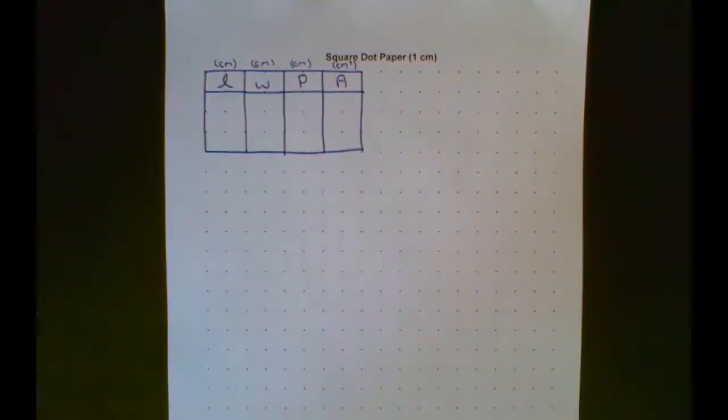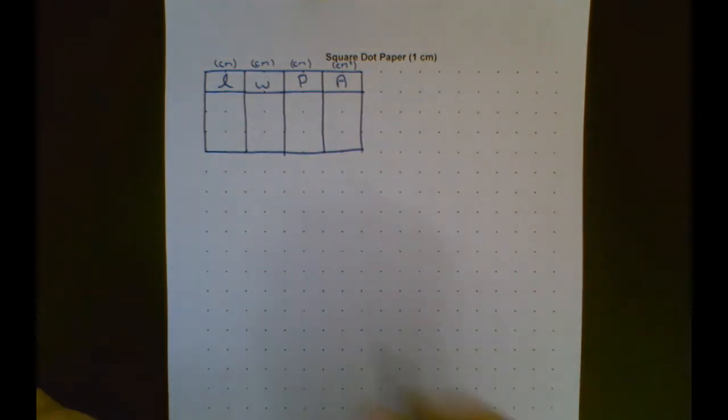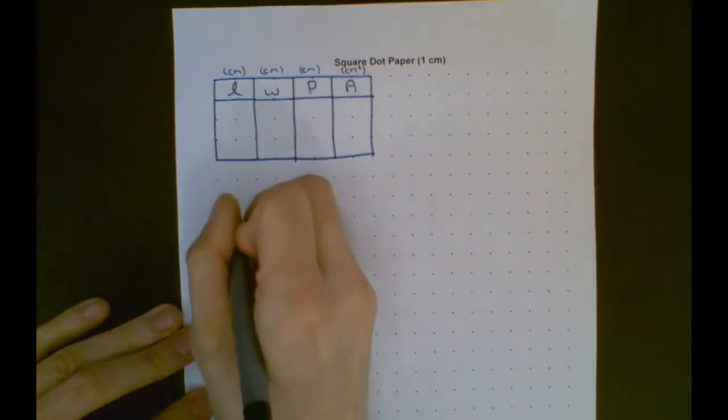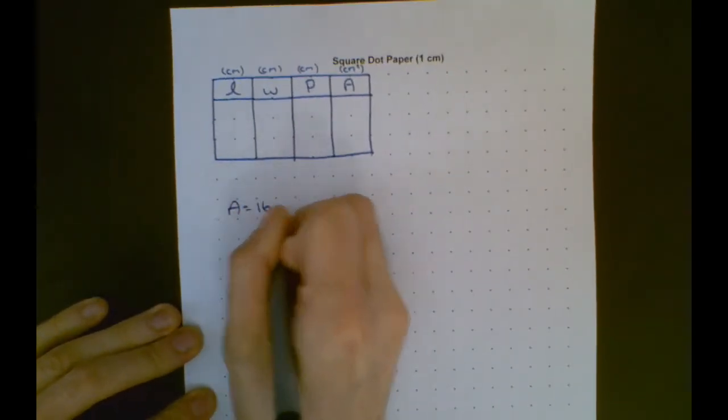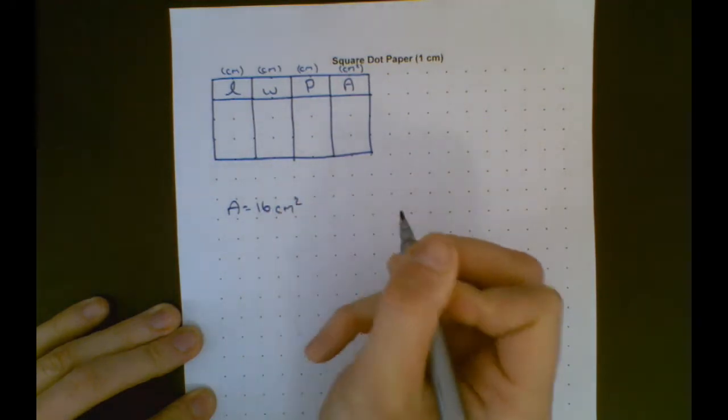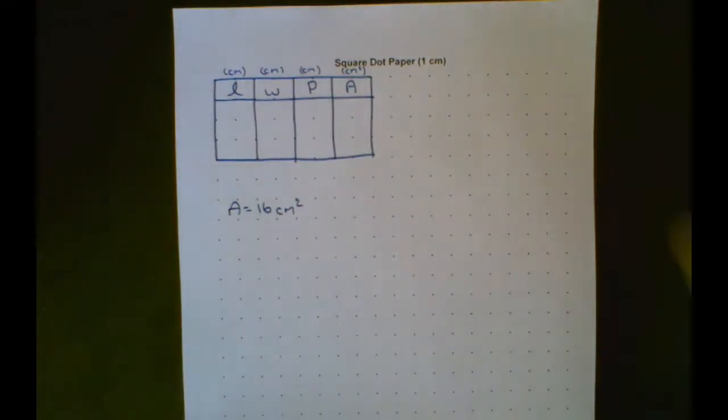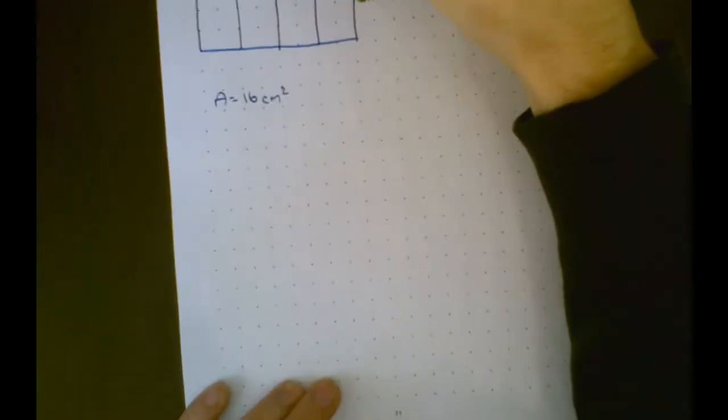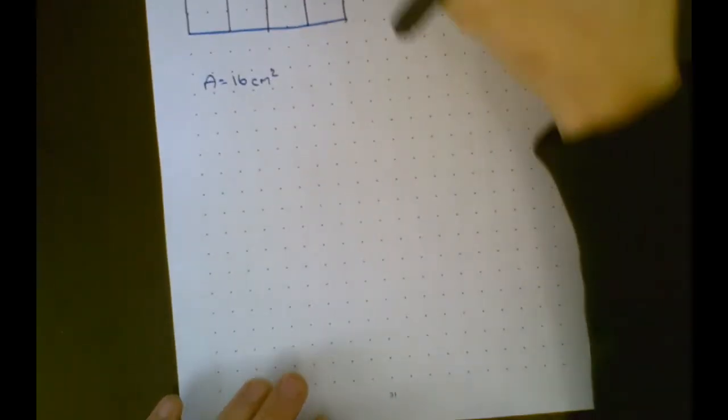Okay, I've already got a little table on mine. Don't worry about that just yet. On page 133, there's an example where they get you to draw all the possible rectangles with an area of 16 centimeters squared. Don't forget about that squared when we're doing area. I'm going to break down how you would find all the possible rectangles that have an area of 16 centimeters squared. Like I said, it's super easy.